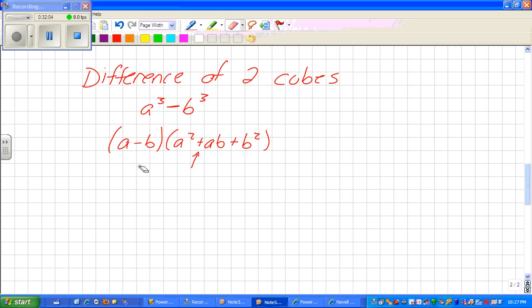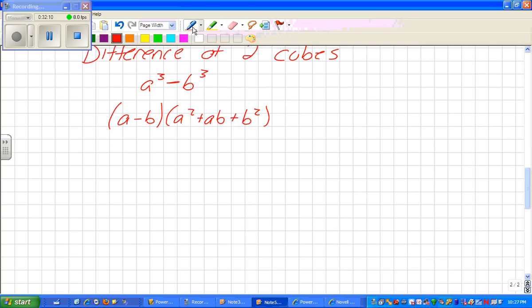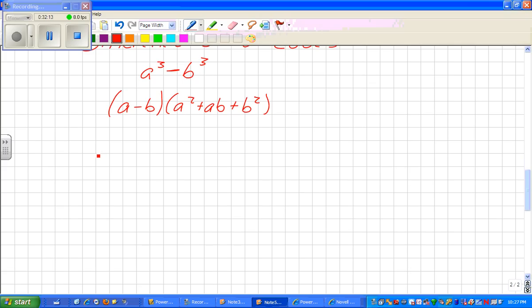Okay, so I'm going to get rid of that. And we're just going to do maybe one or two more problems, and then we'll go from there. Okay, so why don't we do y to the third minus 27.